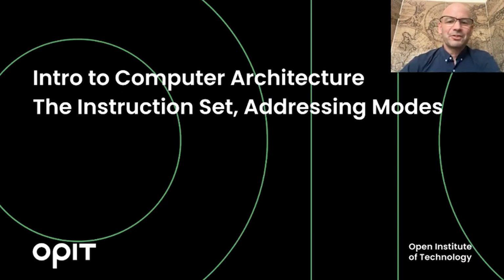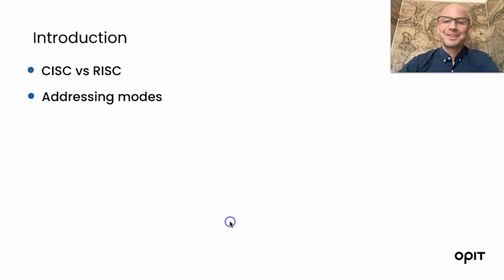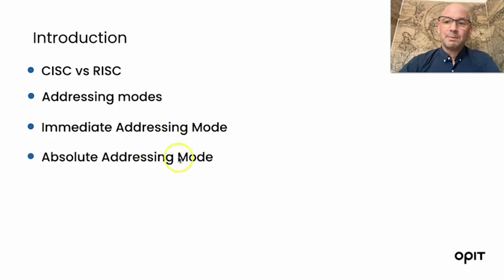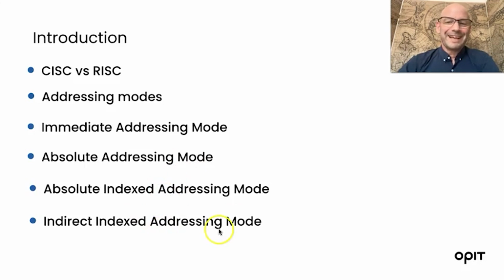In this session, we're going to look at the instruction set, and then we're going to take a look at some of the addressing modes available for the 6502 processor. So to start off with, we'll look at complex instruction set computers versus reduced instruction set computers, or CISC versus RISC. Then we'll look at the addressing modes, and then get into the specifics. There's four main addressing modes we're going to look at: immediate addressing mode, absolute addressing mode, absolute indexed addressing mode, and indirect indexed addressing mode.